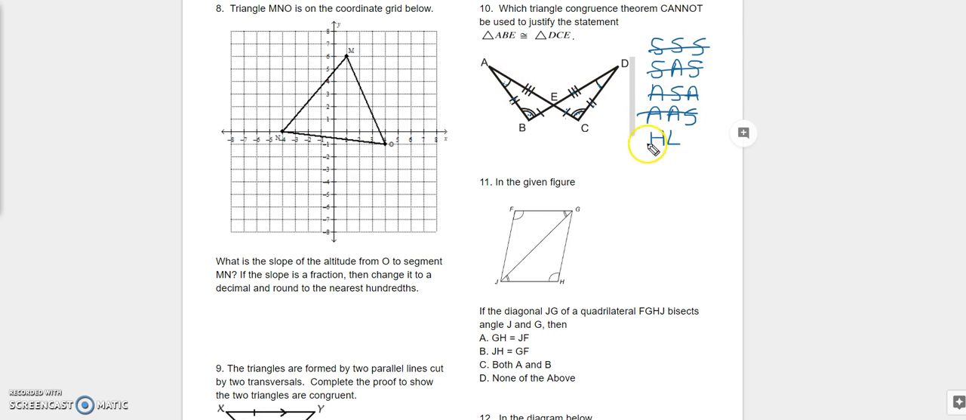Well, I only have one left, and that's hypotenuse leg, and that requires a right angle. I don't have a right angle here, which means hypotenuse leg cannot be used.